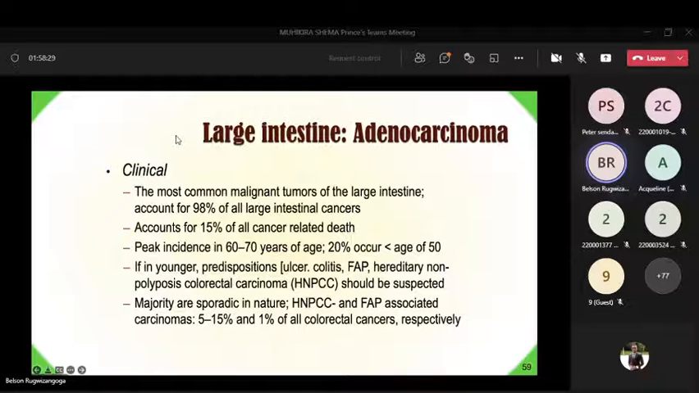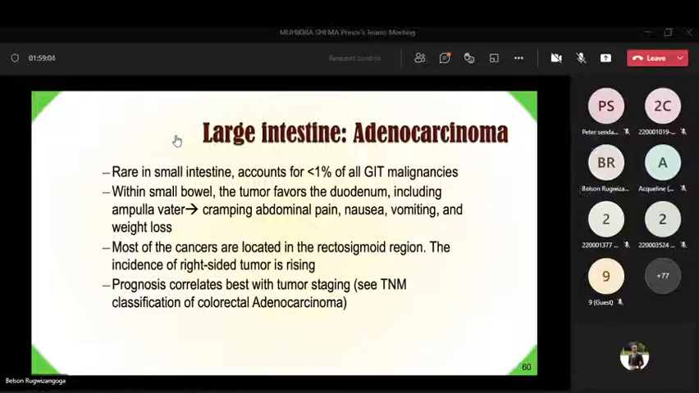Okay, maybe I repeat it. I said the majority of these cancers are sporadic, meaning they are not familial predisposing diseases. This is because, in all colorectal cancers, HNPCC is seen in only 5 to 15% of cases, while familial adenomatous polyposis associated carcinoma is seen in only 1% of all cancers.